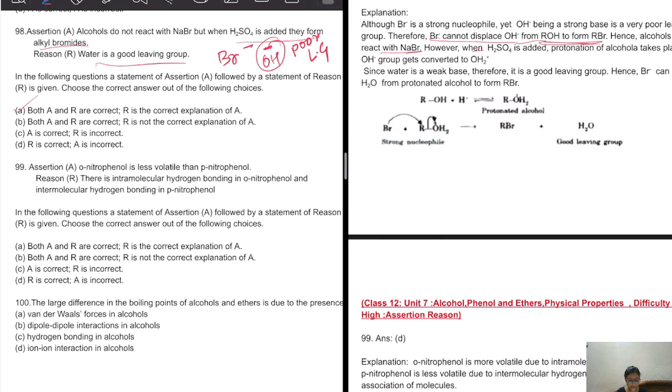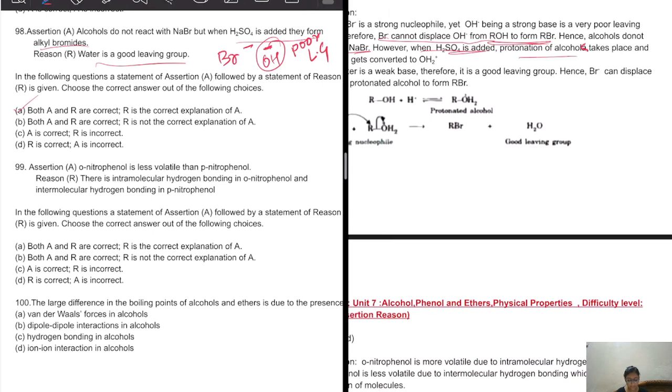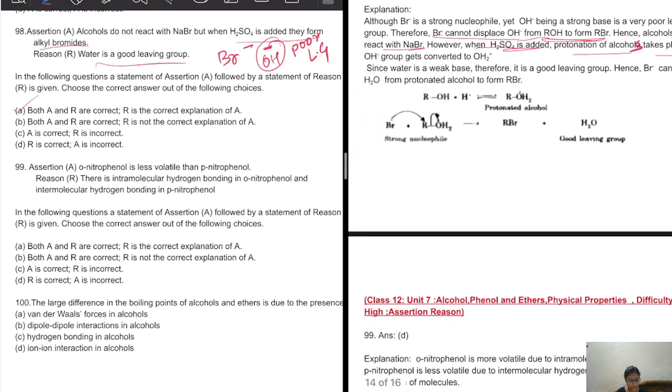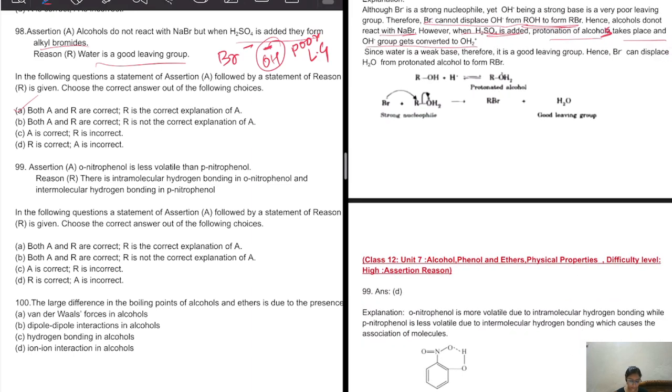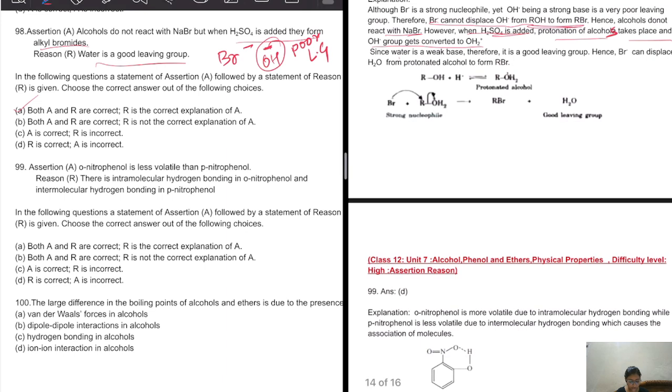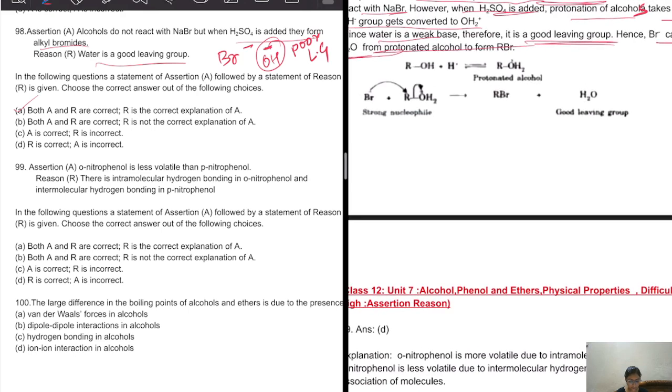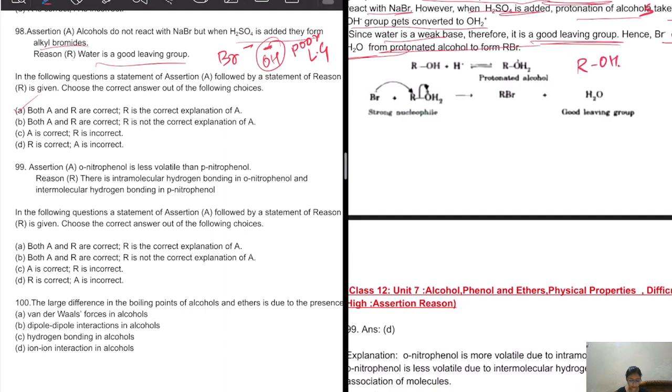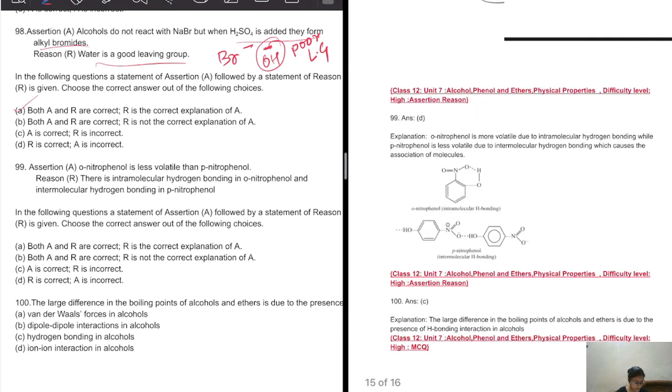However, when H2SO4 is added, protonation of alcohols takes place and the OH group gets converted to OH2 positive. So water is a weak base. It is a good leaving group. Br can displace H2O from the protonated alcohol to form RBr. See, we have now our OH2 positive from here and Br can easily displace it, and we will have the alkyl halide. Let's see the next question.